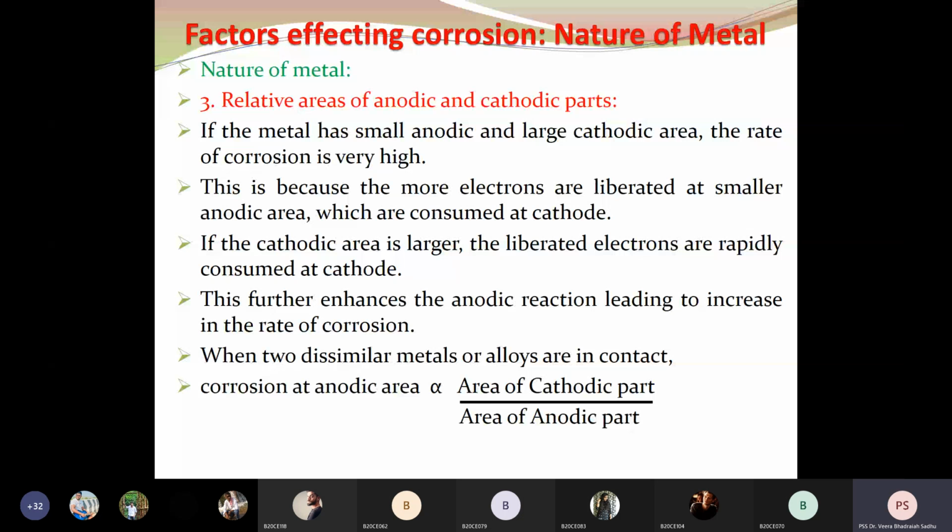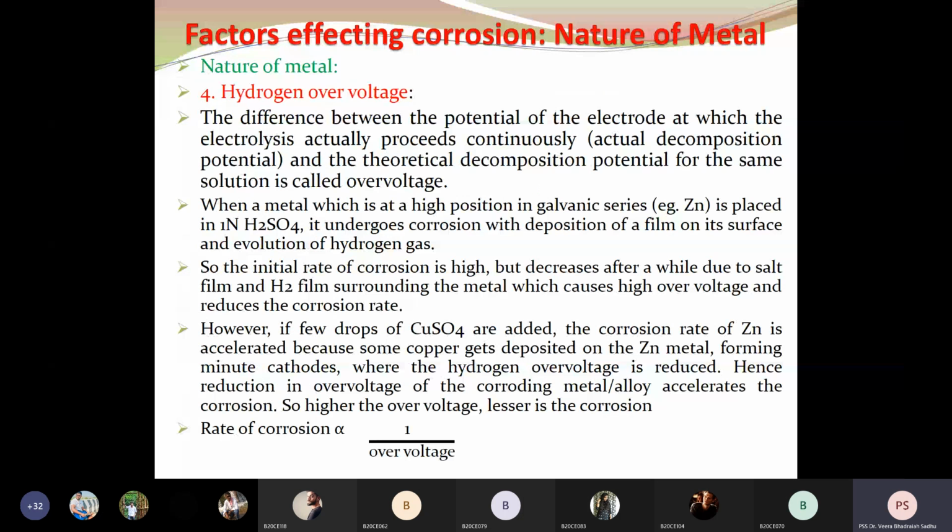Another type is hydrogen over voltage. The difference between the potential of the electrode at which the electrolysis actually proceeds continuously and the theoretical decomposition potential for the same solution is called over voltage. So hydrogen over voltage is nothing but the actual decomposition potential of the metals.